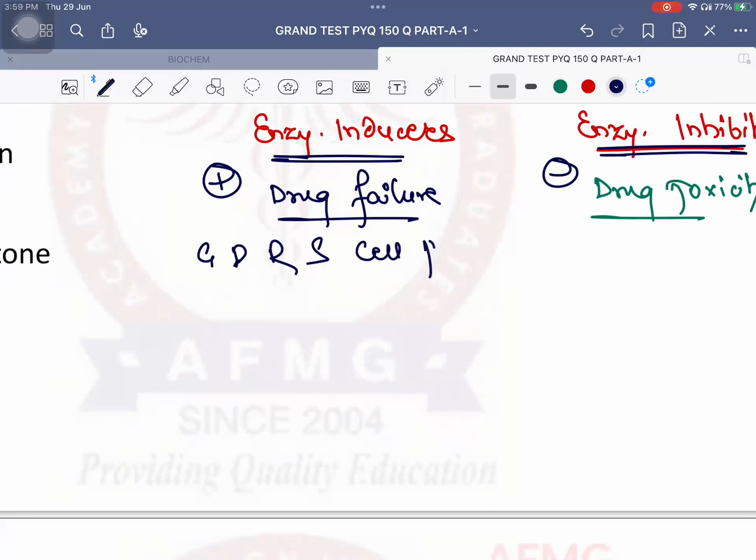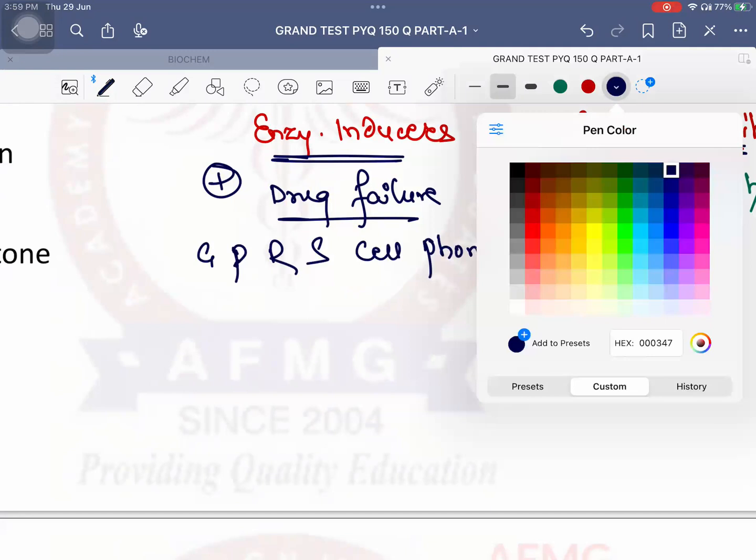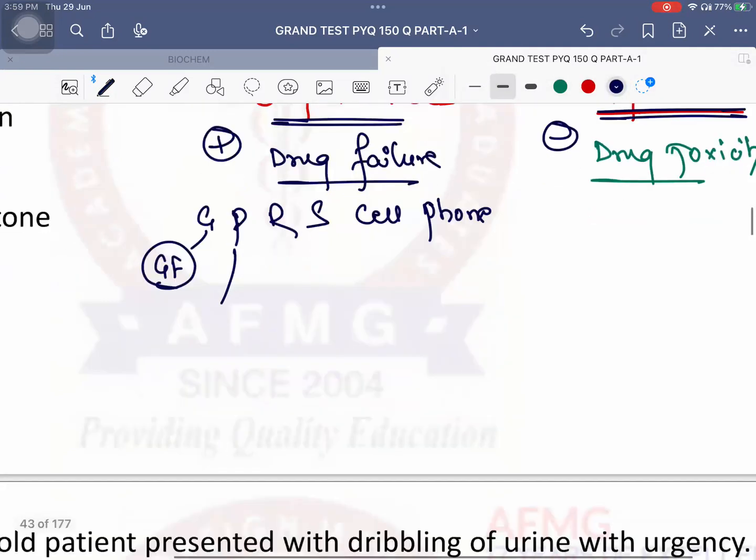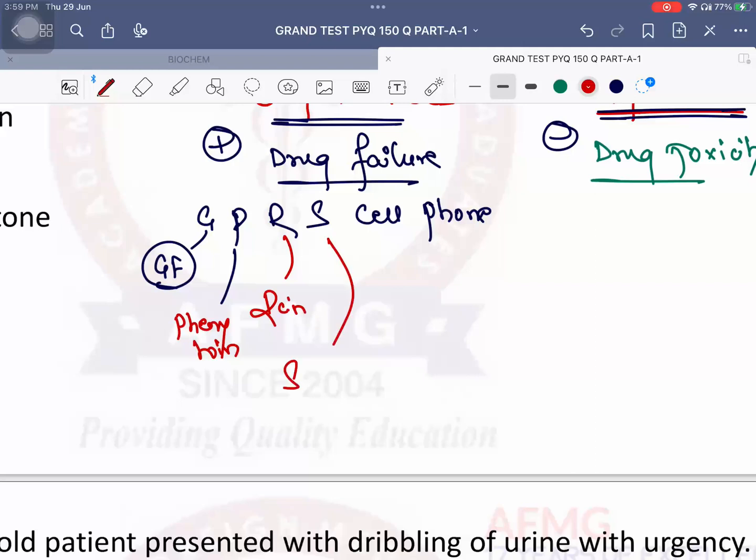GPRS cell phone. G stands for antifungal drug known as griseofulvin. P stands for phenytoin. R stands for rifampicin. S stands for smoking. Cell stands for carbamazepine. Phone stands for phenobarbital. No issues with this, anybody? So these are the enzyme inducers.